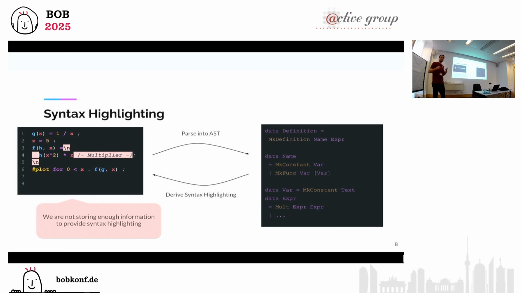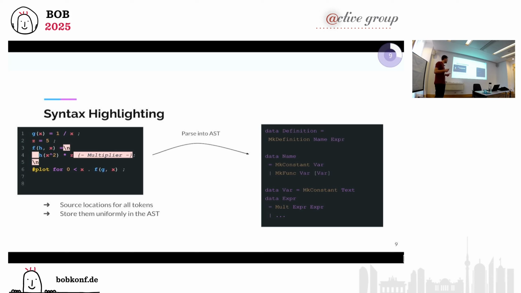Okay, but how do we continue from here? What do we do to fix that? What we want, ideally, is to store all the source locations of the tokens that we actually have in our program, like on the left side. We want to know this is in the first line and the first character. And we also want to store them in our AST as uniformly as possible.